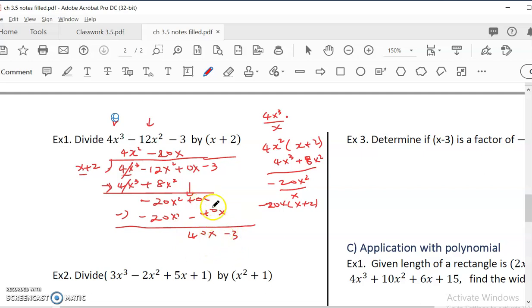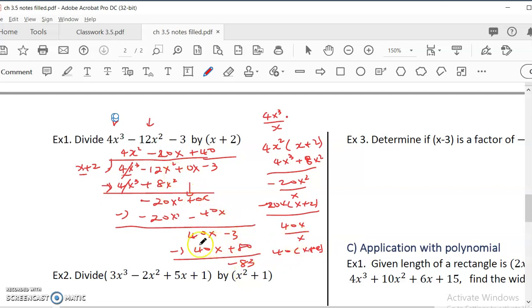So then what can I put? So again, first term with first term, 40x divided by x, that's plus 40. And then you multiply 40 by the whole x plus 2. So it will be 40x plus 80. You multiply plus 2, 40 outside, and then subtract. So negative 3 minus 80 is negative 83.